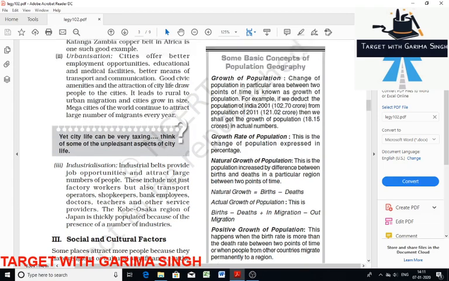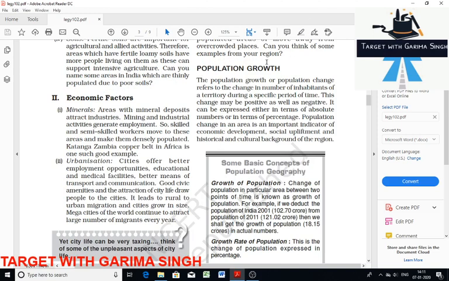Then we will discuss population growth. This refers to the change in the number of inhabitants of a territory during a specific period of time. When change in population is expressed in percentage, then it is called growth rate of population. When there is an increase in population by taking the difference between birth and death, that is called natural growth of population, which happens when birth rate is more than death rate, and negative growth of population when birth rate is lower than death rate.